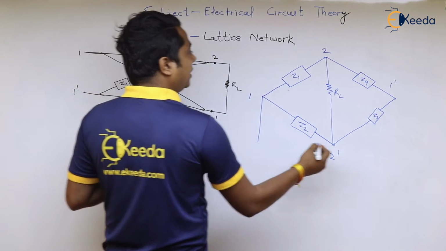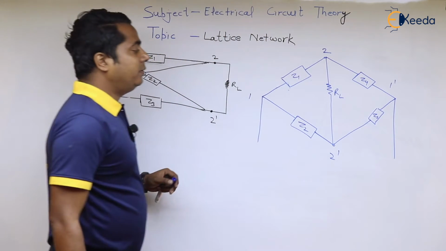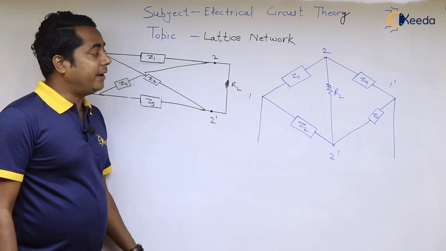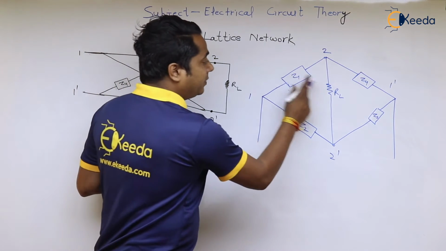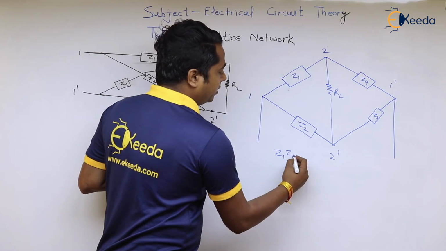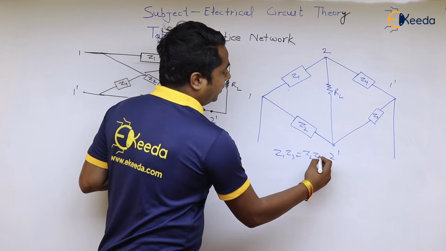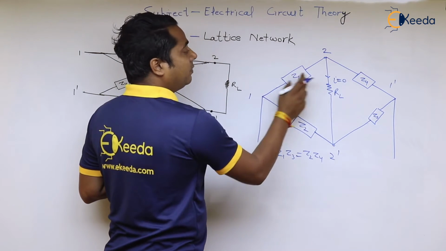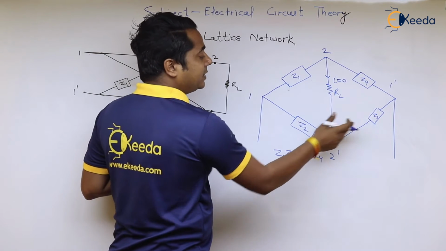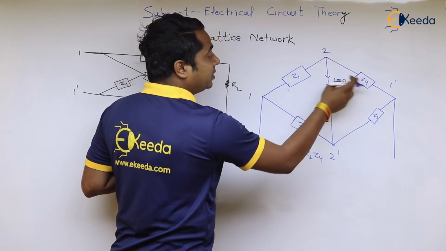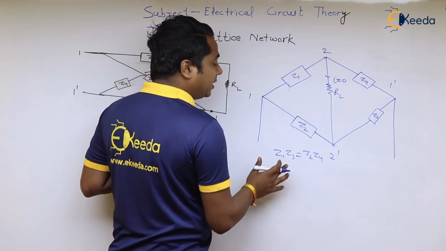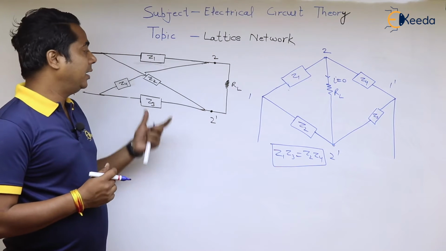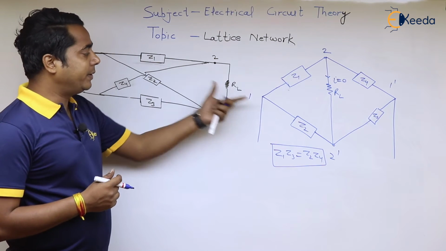Here, this is 1 and this is 1 dash. Now, this circuit has become a bridge. We have to check whether Z1, Z3 is equal to Z2, Z4. Then the value of current will be equal to 0, and this Z1 and Z4 will be in series, and this Z2 and Z3 will be in series, and these two will be in parallel. So the circuit becomes very easy when we convert this lattice network into a bridge network.